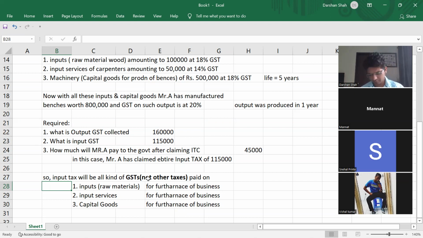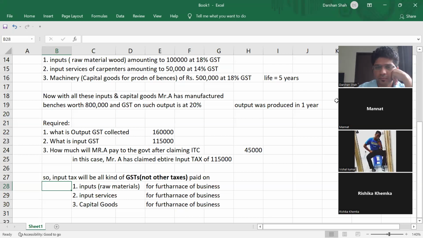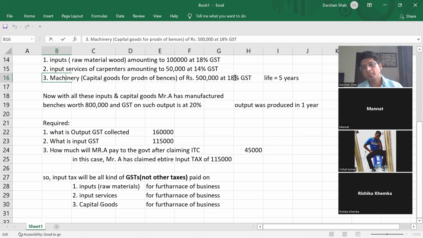See if you understood till here. So if it is import, we will take only IGST, right? Correct. So let us say this machinery, this capital goods, was imported, 5 lakh import, 10% BCD and 18% IGST. Then I'll take only IGST. I'll not take BCD. So input tax is only of GST paid and not other taxes. Got it? All right.